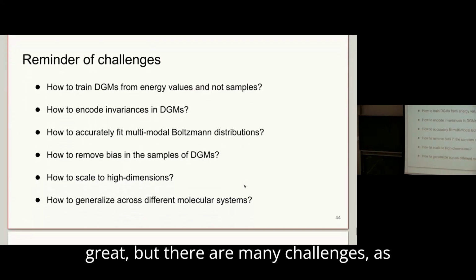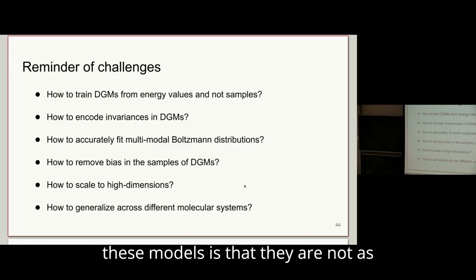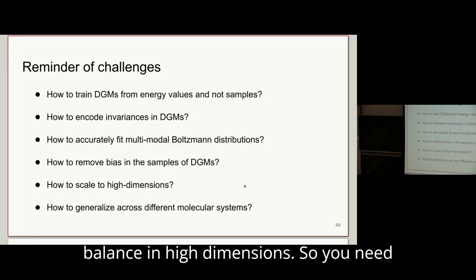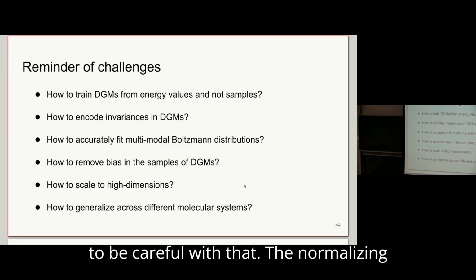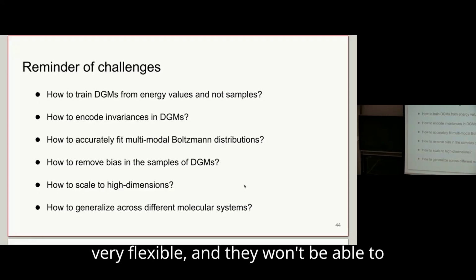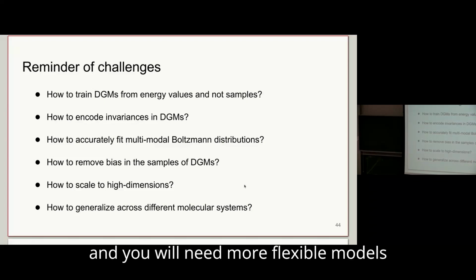This is great, but there are many challenges, as I said. And obviously, one limitation of these models is that they are not scalable to high dimensions. In particular, annealed importance sampling is going to have high variance in high dimensions. So you need to be careful with that. The normalizing flows that I have described here are not very flexible, and they won't be able to work with very large molecules, and you will need more flexible models for that.